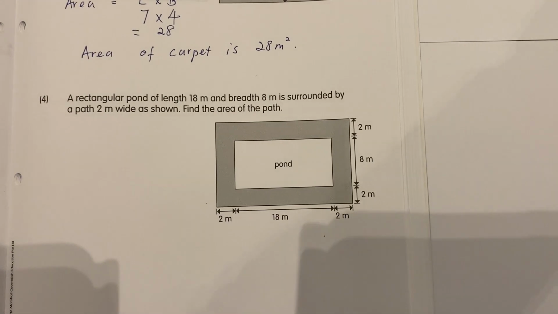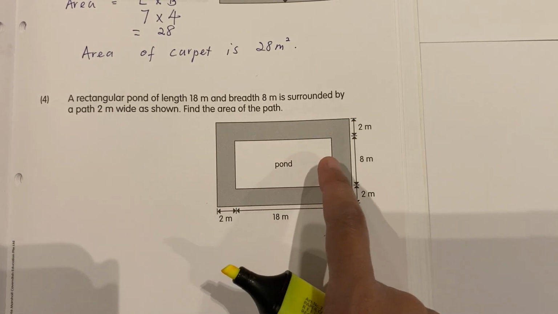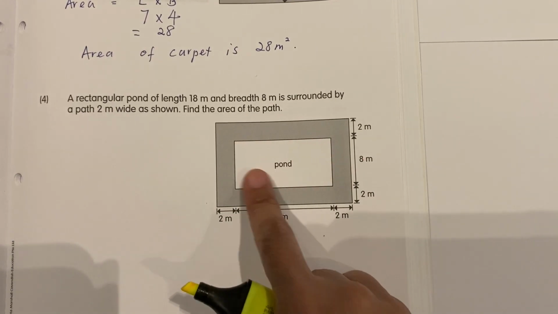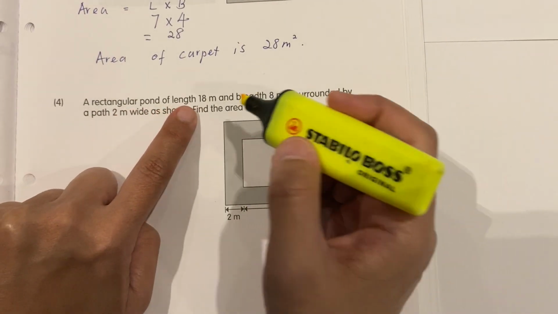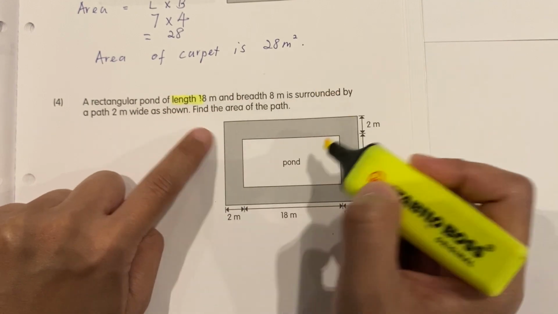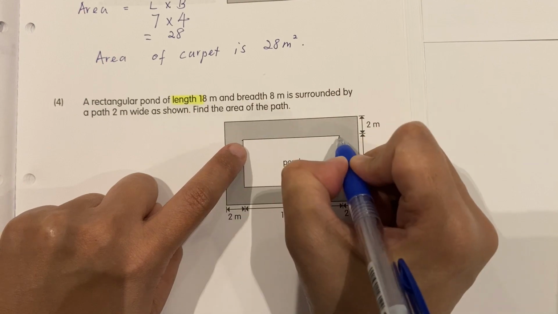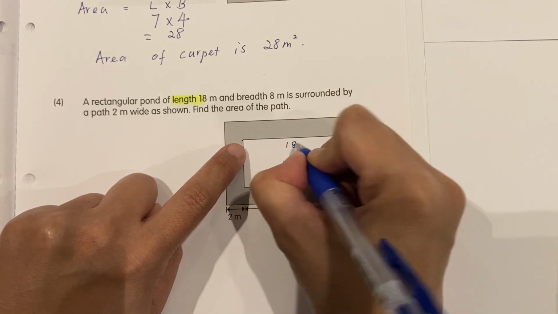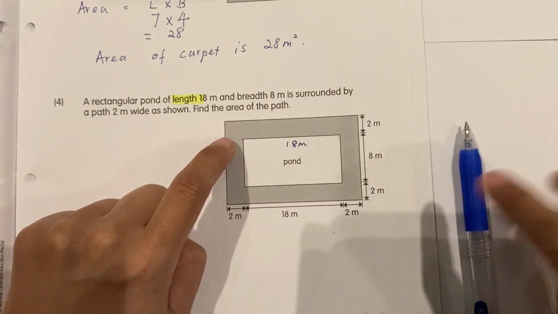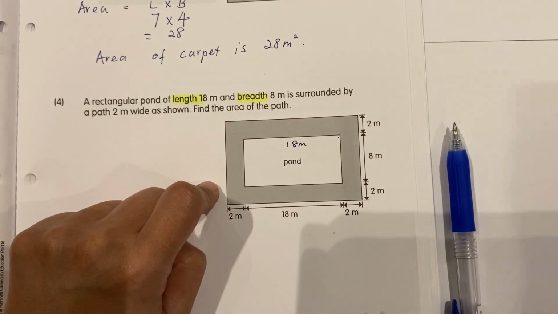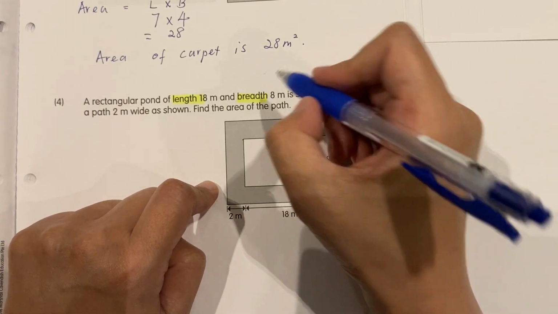A rectangular pond. Okay, the pond is in the middle. Imagine just now the carpet was in the middle, so now it's the pond that's in the middle. Now the length of the pond, from here to here, is 18 meter. The breadth of the pond is 8. From here to here is 8 meter.